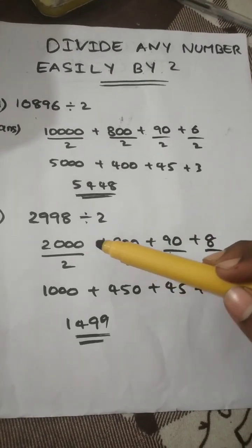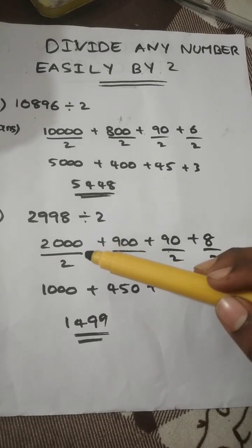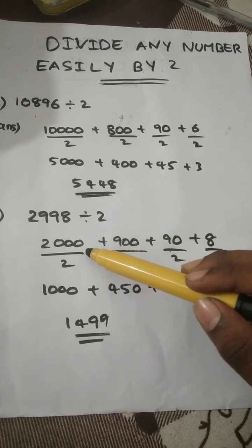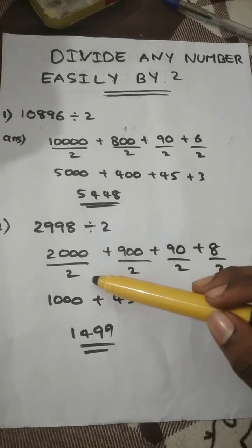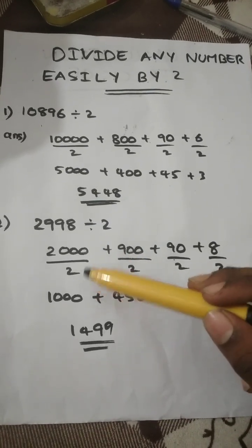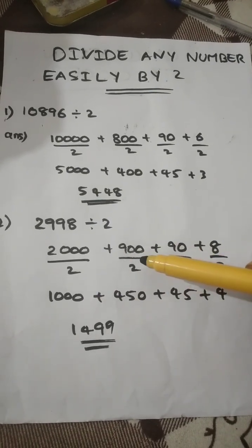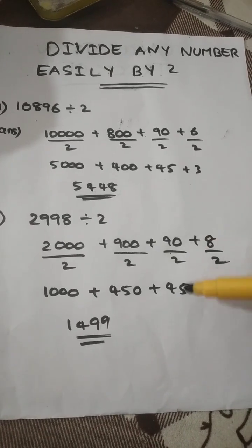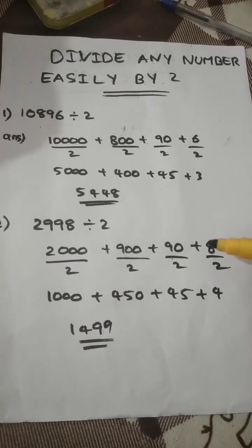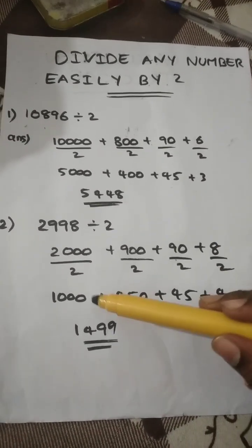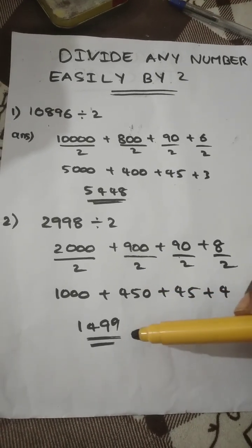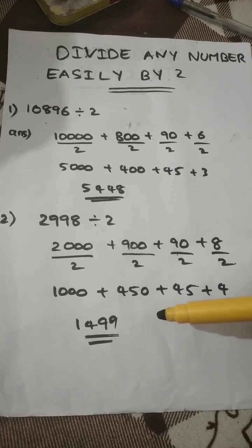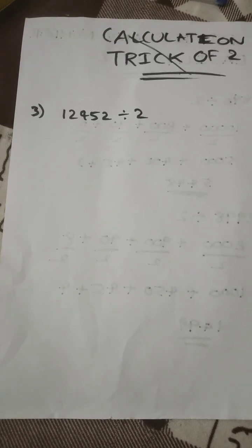So 2998, we can split it into 2000 plus 900 plus 90 plus 8. So 2000 divided by 2, half of 2000 would be 1000, half of 900 would be 450, half of 90 would be 45, and half of 8 would be 4. By just adding these numbers, you would get the answer. So 1499 would be the answer. On to the next question.